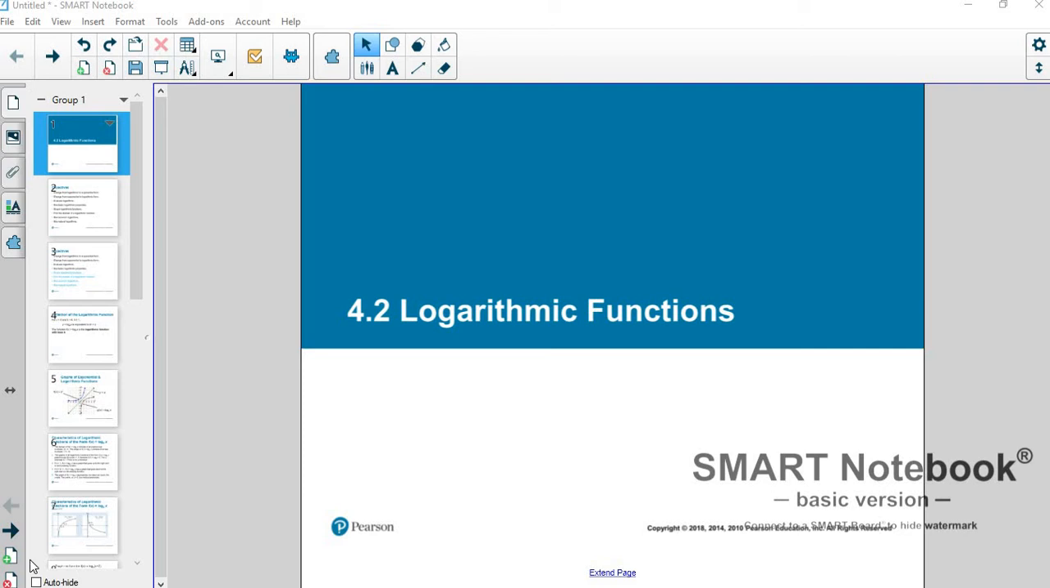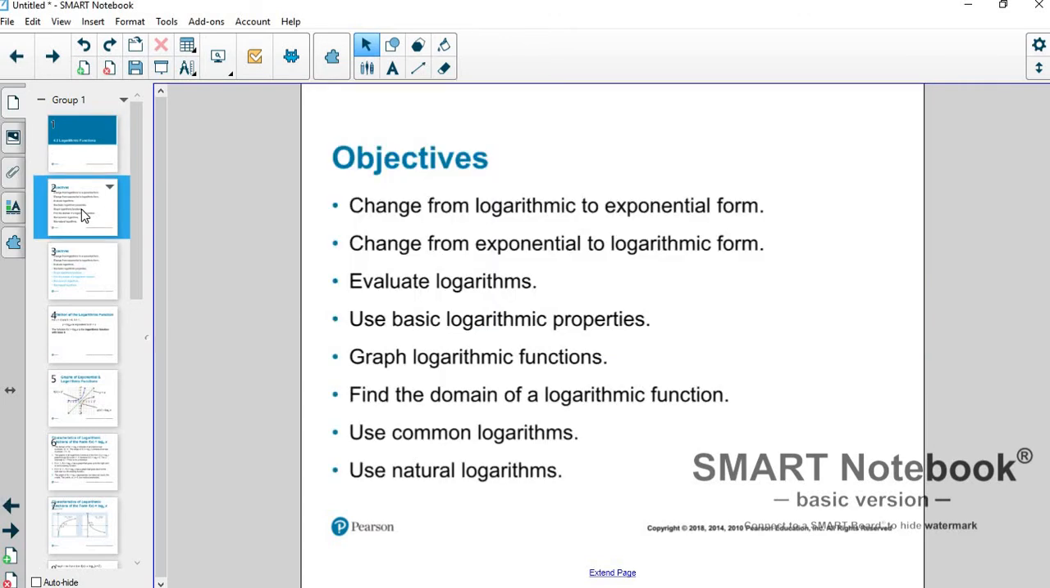All right, welcome to the second half of section 4.2 in your college algebra lectures. This is the second half of logarithmic functions. Logarithms have a lot that we had to talk about, and in the first half we talked about these first four topics, and so now we're going to discuss graphing logarithmic functions, finding the domain of a logarithmic function, and then two special types of logarithms known as the common and the natural logarithms.